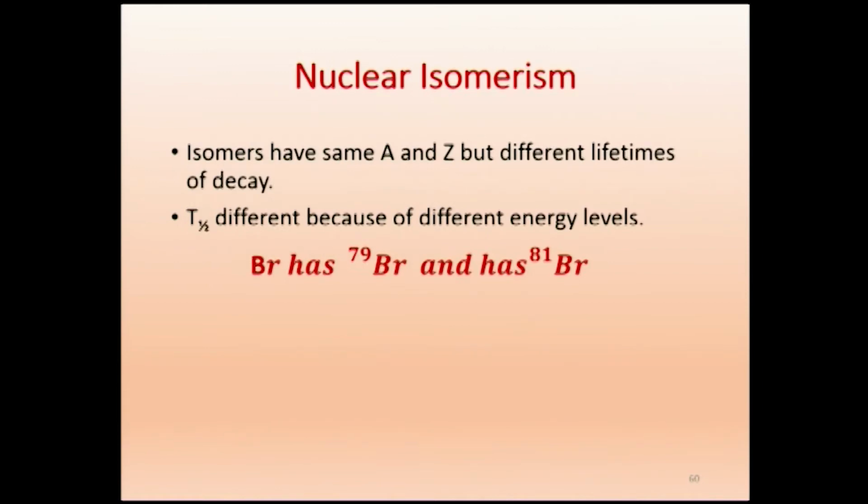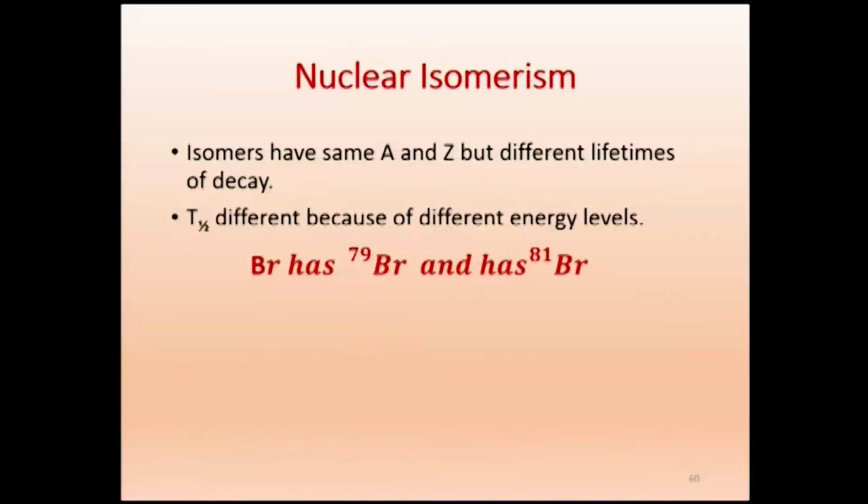When you say isomerism, it is the same nucleus having two different lifetimes of decay. Isomers have the same A and Z, but different lifetimes of decay, which means it is the same nuclear species, exhibiting two different lifetimes. For example, cobalt 60 is a beta minus emitter and it emits with one half life. All the nuclei will be emitted with the same half life.